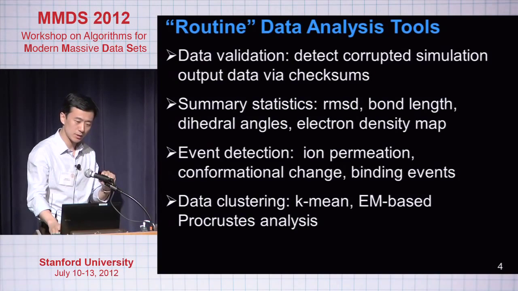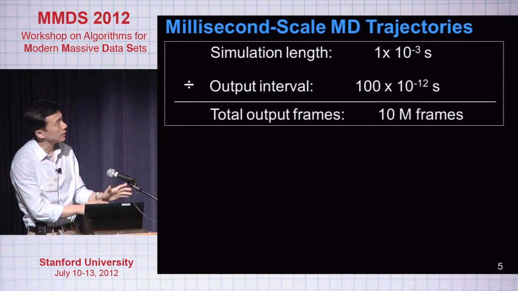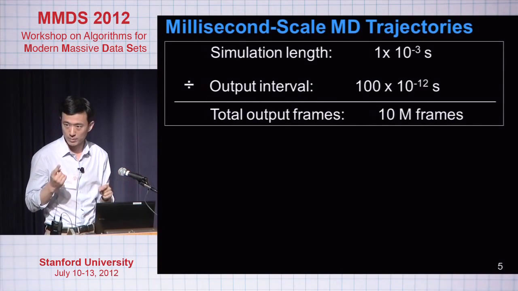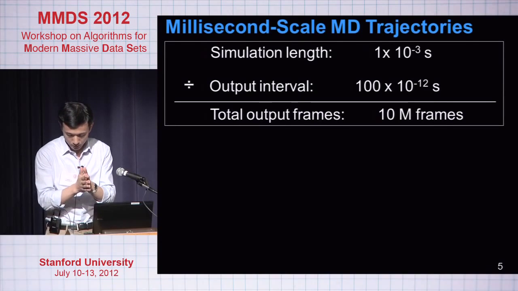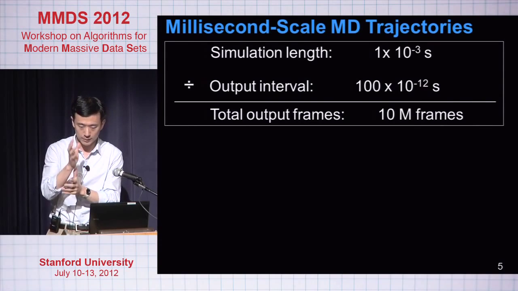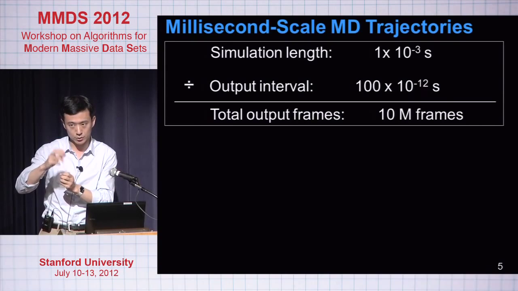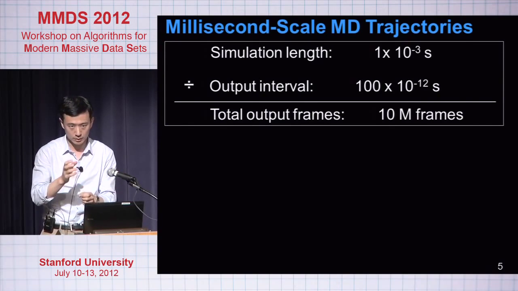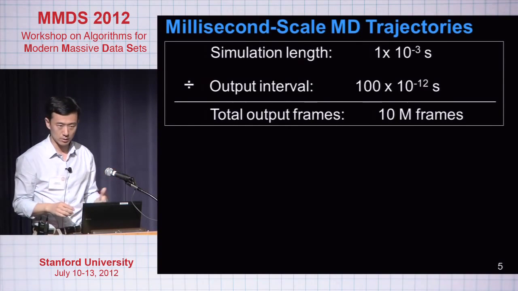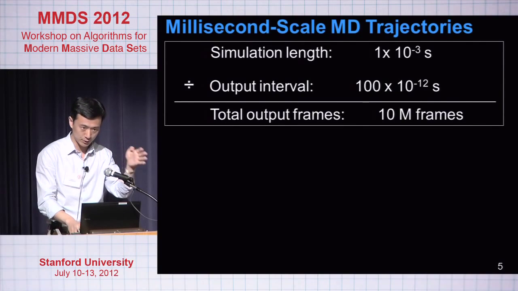Now let me explain why I put double quotes on routine. If you look at a millisecond scale MD trajectory, the simulation length is 1 millisecond. We don't output every single snapshot of the system. By snapshot, I mean we record the positions and the velocities of the atoms of a biomolecular system and store it onto disk. Instead, we downsample the output rate. Let's say in this case we output every 100 picoseconds. So we're talking about 10 million frames. We call each output snapshot a frame.